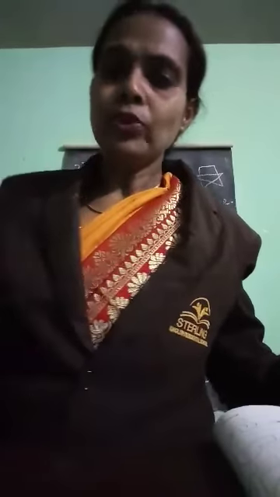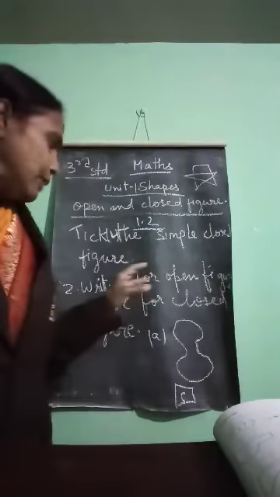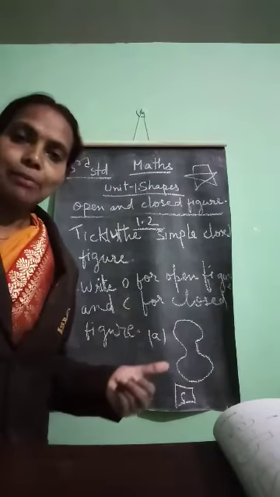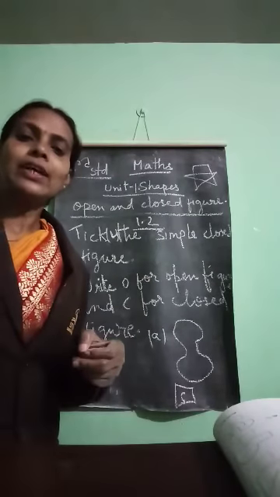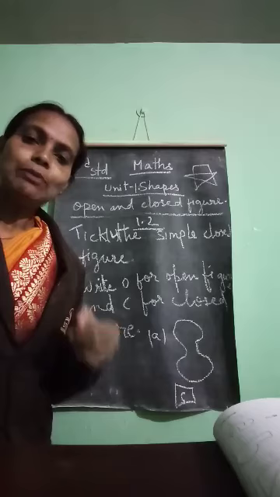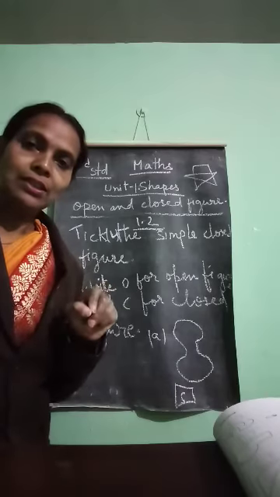Now children, today what we have learned? Open figure and closed figure. In open figure, start and end point is not at the same place, whereas in closed figure, start and end point is at the same point.